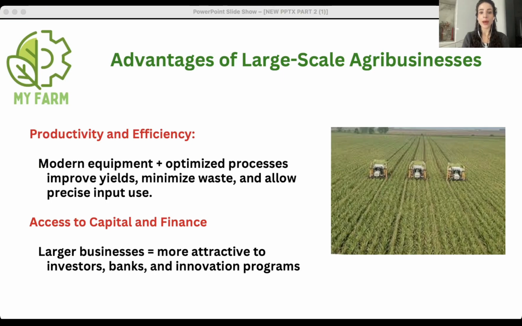In terms of benefits of the large-scale model, the first benefit is related to productivity and efficiency. So modern equipment and optimized processes improve yields, minimize waste, and allow precise input use. The second benefit is related to access to capital and finance. Of course, large businesses are more attractive to investors, banks, and innovation programs due to their creditworthiness and scalability.